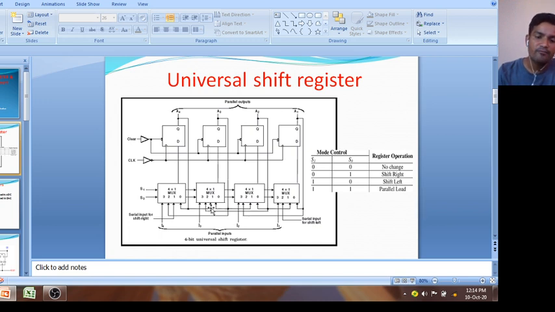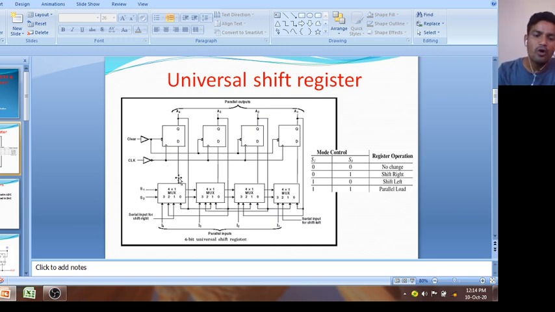Now there are four inputs in each multiplexer: I0, I1, I2, I3. Similarly for every multiplexer, I0, I1, I2, I3. Now what you have to do?